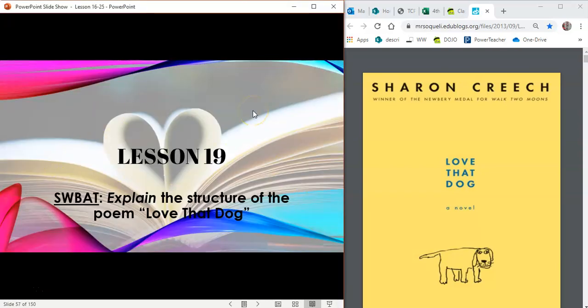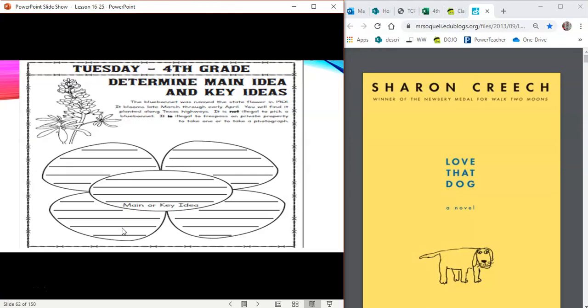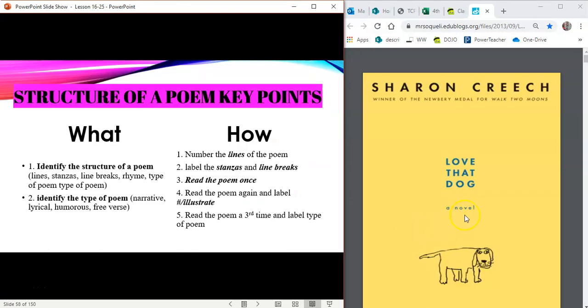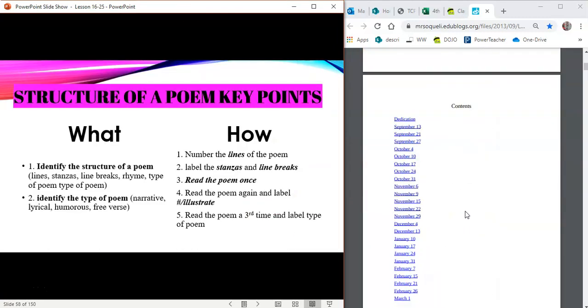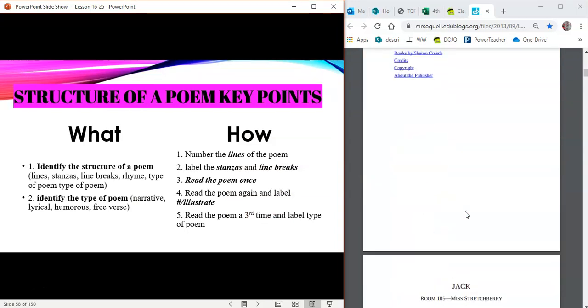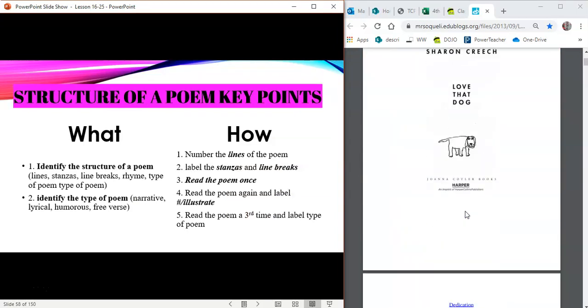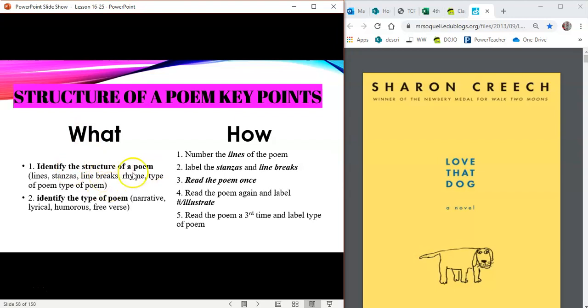So we are on lesson 19, boys and girls, and students will be able to explain the structure of the poem Love That Dog. So we're going to try to explain, why did the speaker sit down and write it in this form? Why did he write it in dates? What is so important about those dates? So we're going to identify the structure of the poem, the lines, the stanzas, the line breaks. If there's rhyme, type of poem.